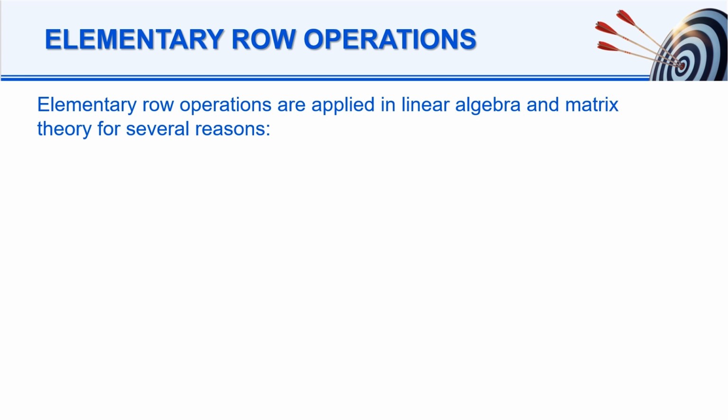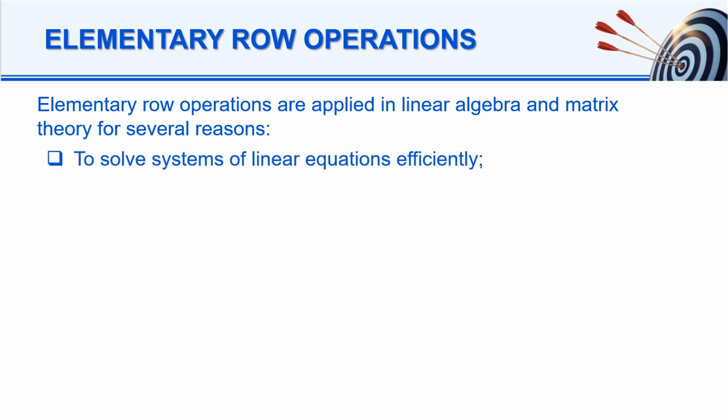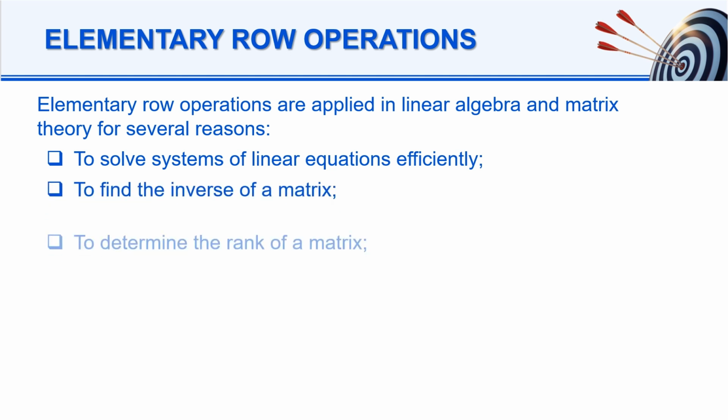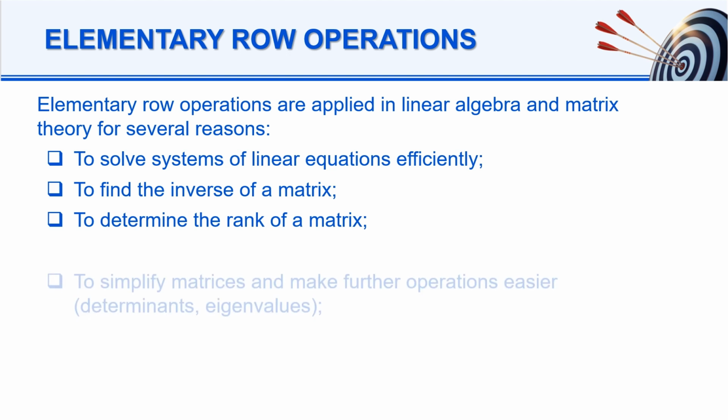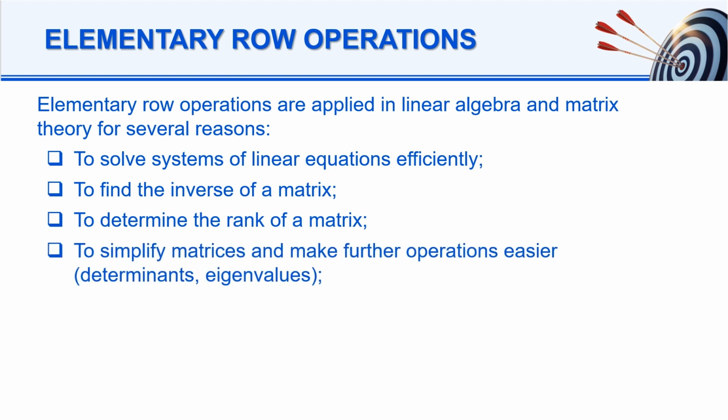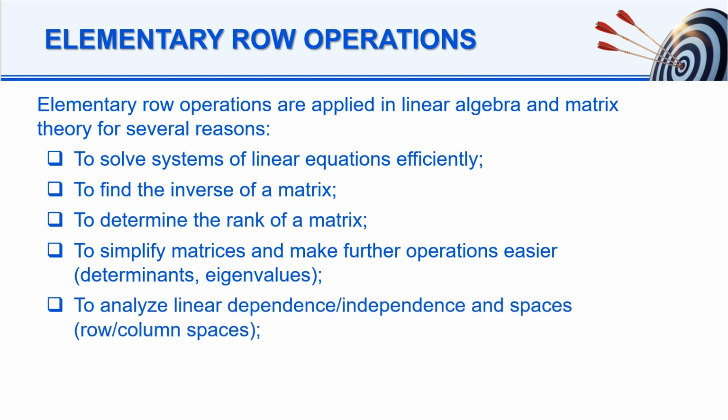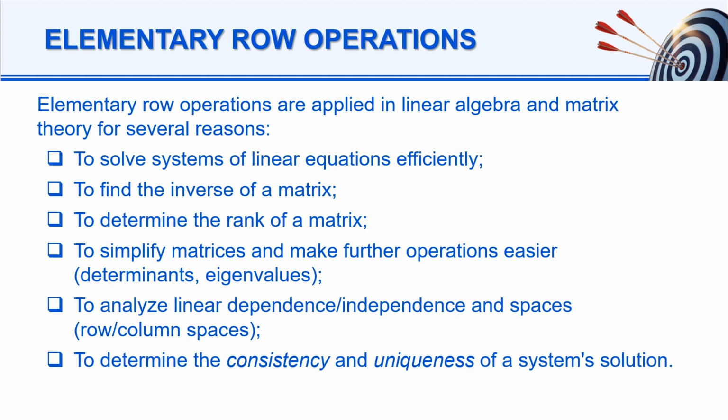Elementary row operations are applied in linear algebra and matrix theory for several reasons. To solve systems of linear equations efficiently. To find the inverse of a matrix. To determine the rank of a matrix. To simplify matrices and make further operations easier, such as determinants, eigenvalues, etc. To analyze linear dependence and independence, and spaces, row or column spaces. To determine the consistency and uniqueness of a system solution.